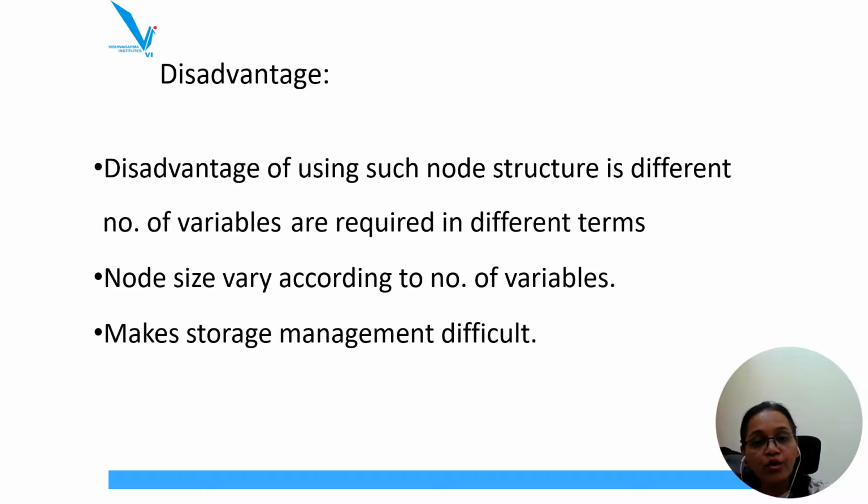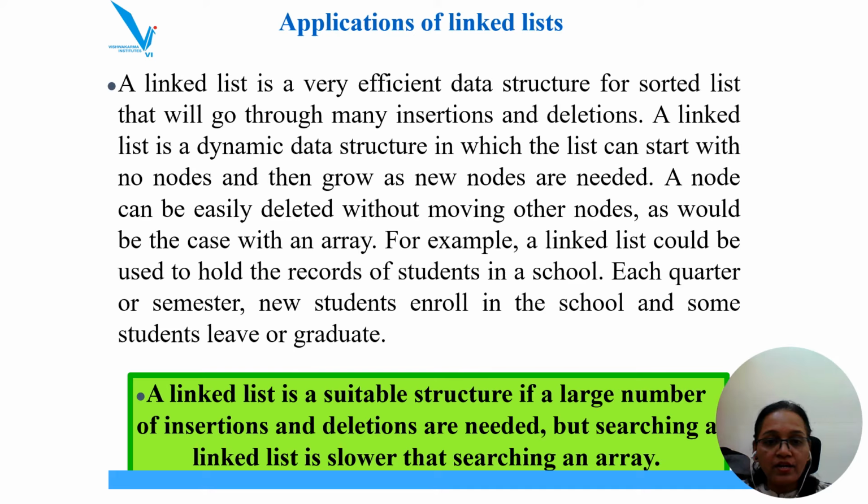Node size varies according to the number of variables. Yes, obviously, if you have 5 variables, then 5 hierarchies you might have to develop. If you have more variables, more hierarchies you need to develop, and that is why it makes storage management somewhat difficult. So this is all about the generalized linked list.